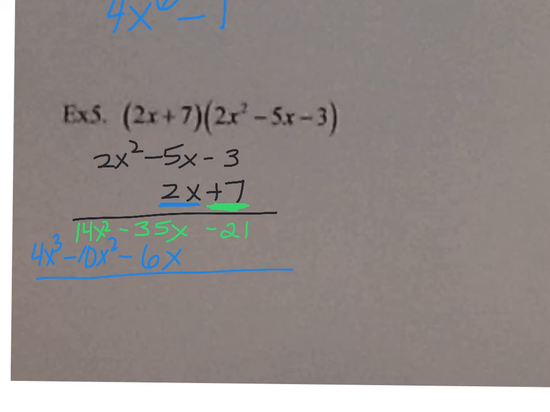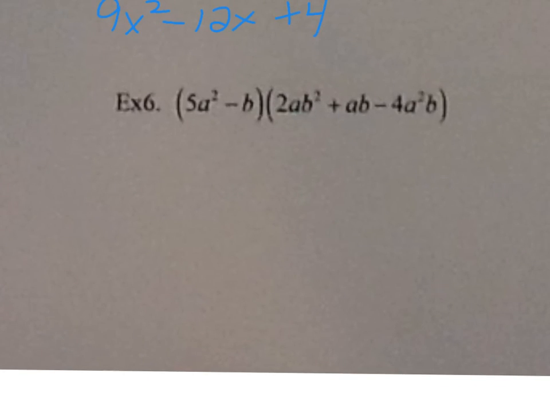Okay, now I'm going to add them. I'm going to add them straight down. So I have 4x to the third. 14x squared minus 10x squared, that's 4x squared. Negative 35x and negative 6x, that's negative 41x. And then I just bring down the minus 21. Okay, so that's not too bad. So let's try the last one. Now this one's going to get crazy.